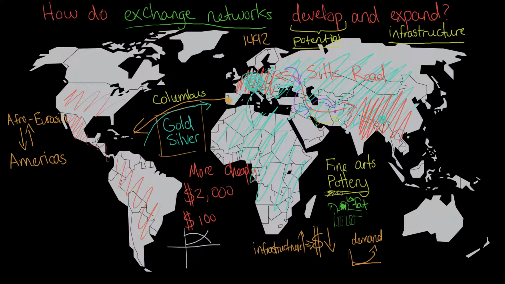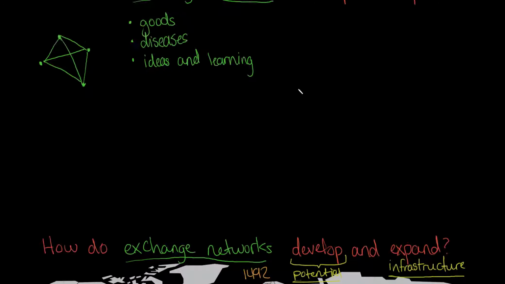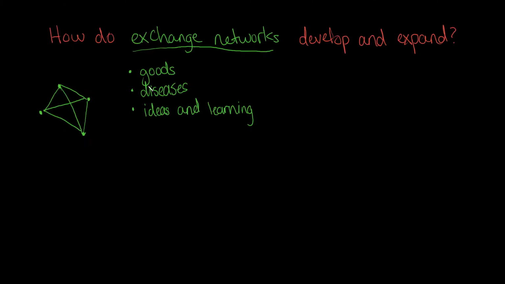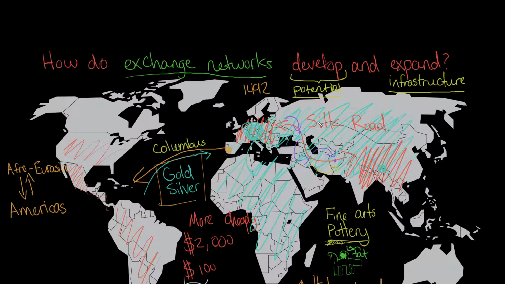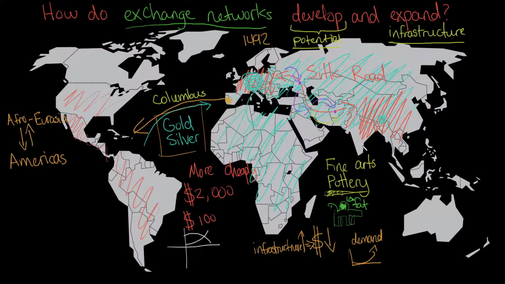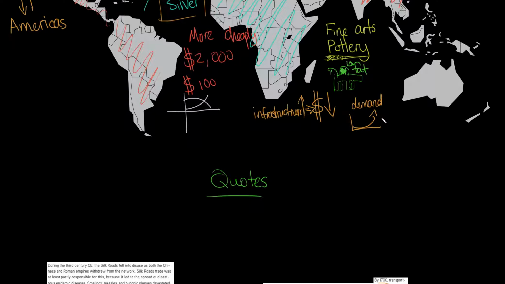And on the Silk Road, unfortunately, as we were talking about with what was spread in exchange networks, you did have your goods, you did have your ideas and learning, but you also had diseases, and the Silk Road is a prime example of this. You had the Roman and the Chinese and the Asian empires that were trading, and everything was flourishing, but because of diseases traveling over this Silk Road with this infrastructure, you had diseases spreading.